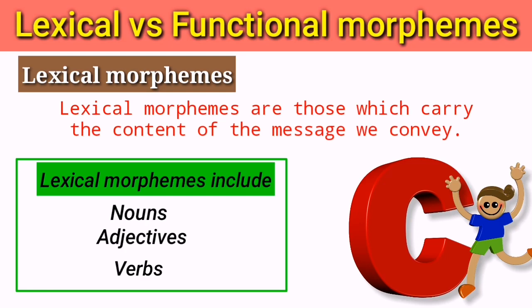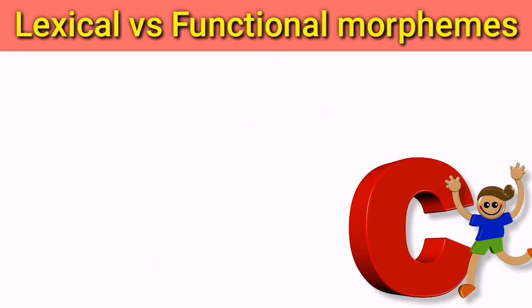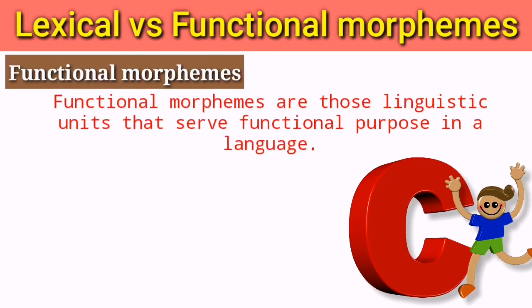Well, as you have understood lexical morphemes, now it is time to learn functional morphemes. Functional morphemes are those linguistic units that serve a functional purpose in a language. What does this definition mean? Simply you can say functional morphemes are those units which carry grammatical information in a sentence.